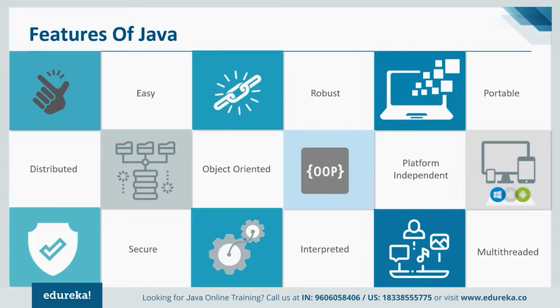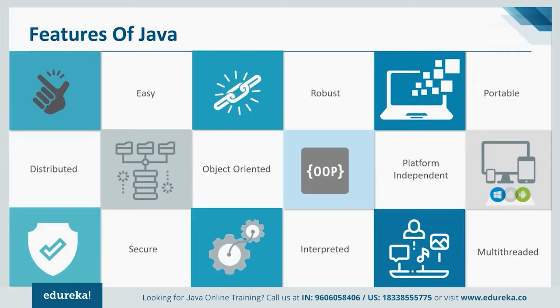Now there are so many other features linked to Java. The platform independent feature is one of the features which makes Java run on any operating system. When I say any operating system, typically we are talking about Windows, Linux, Unix, Mac, Solaris. All these operating systems have the Java Virtual Machine pre-installed, which makes Java platform independent.